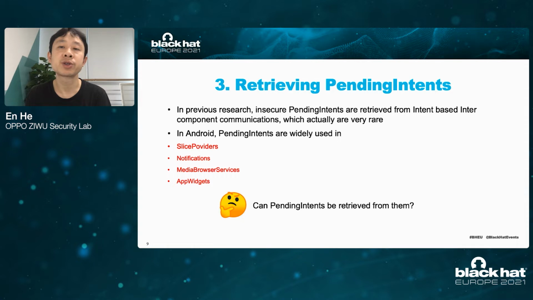So, in previous research, insecure pending intents were retrieved from intent-based inter-component communications, which are actually very rare. So far, we have the first basic problem of this research. Can we retrieve pending intents which are widely used in slice providers, notifications, MediaBrowser services, and AppWidgets? Only after retrieving them can we exploit further.